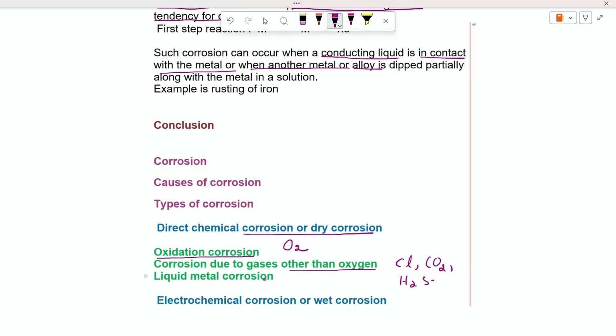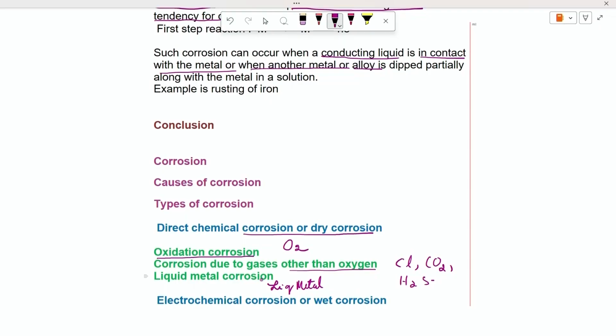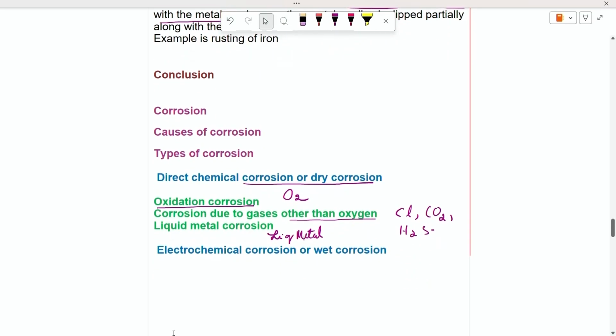Liquid metal corrosion, that is when we have the liquid metal getting into the interstitial spaces, or they dissolve in that solid metal, and such corrosions are known as liquid metal corrosion. And we have been seeing electrochemical or wet corrosion, in which we have an anodic region and a cathodic region. From the anodic region, the electrons have to be transported to the cathodic region, and also there should be an electrolytic solution to facilitate these reactions.